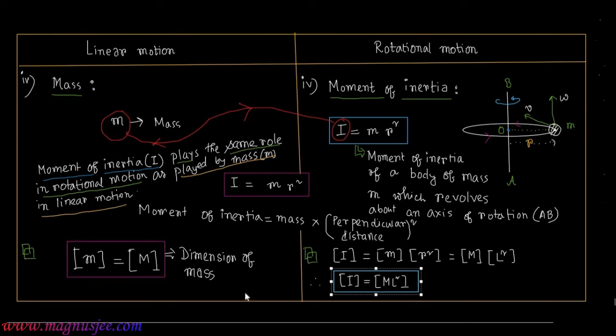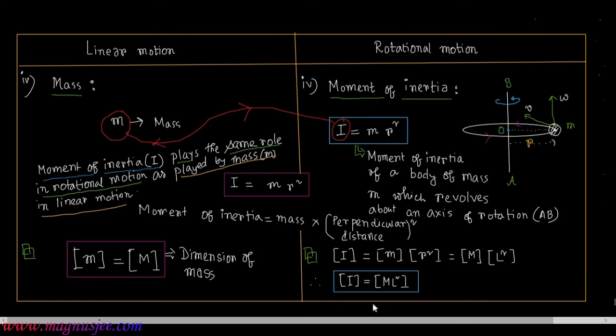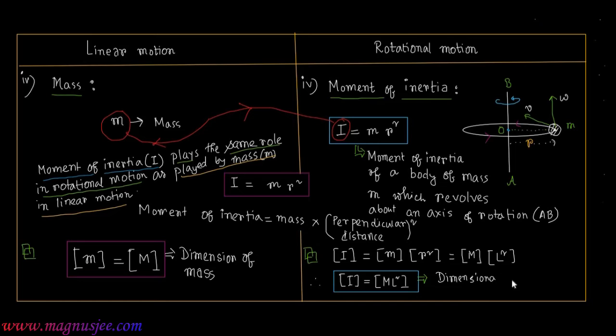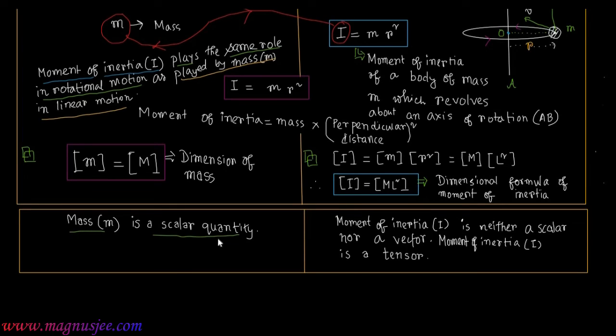Dimension of I is equal to ml square. That is the dimensional formula of moment of inertia. Mass is a scalar quantity, whereas moment of inertia I is neither a scalar nor a vector. Moment of inertia is a tensor.